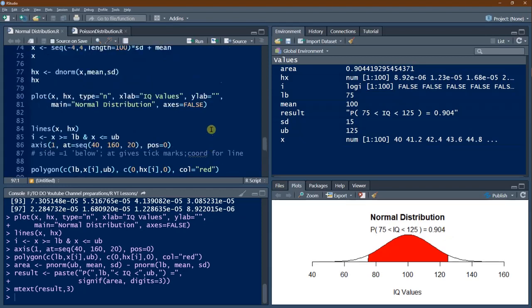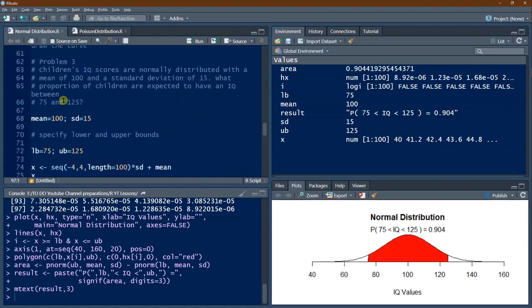That is, the question is, what proportion of children are expected to have an IQ between 75 to 125? The answer is 90.4%.